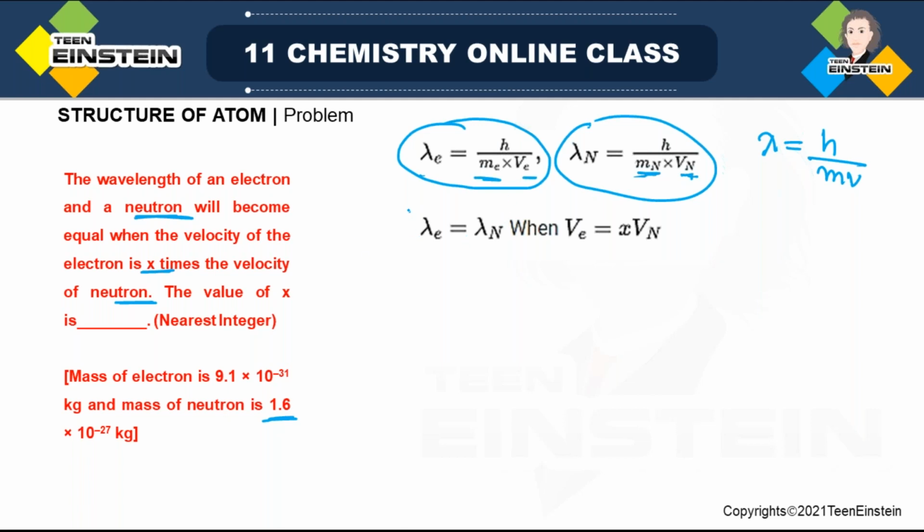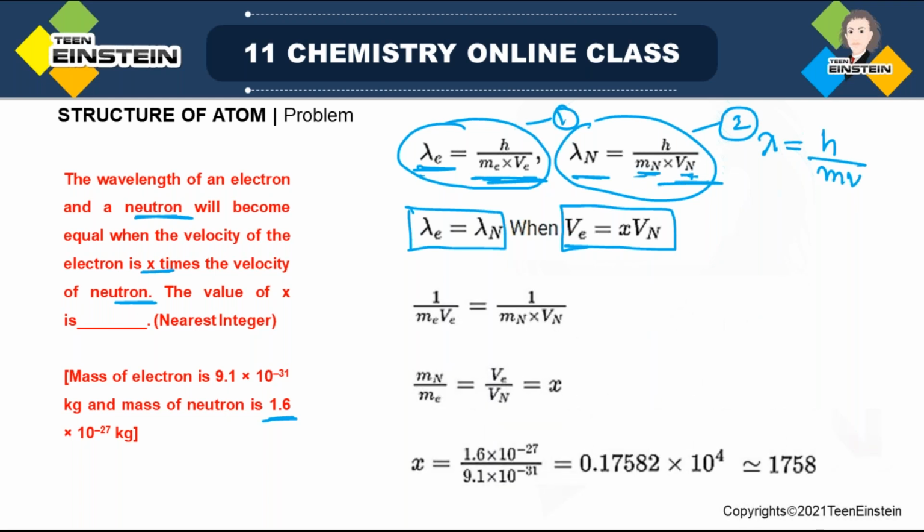Now wavelength will be same. These two will be same when VE is x times of Vn. So this information is given in the problem. So what we will do? We will write the right hand side term of these two equations. It is equation number 1. This is equation number 2. Left hand side, these two same. That means the right hand side parts, that two will be same. So if you write it, Planck's constant value h, that will be cancelled from both sides.